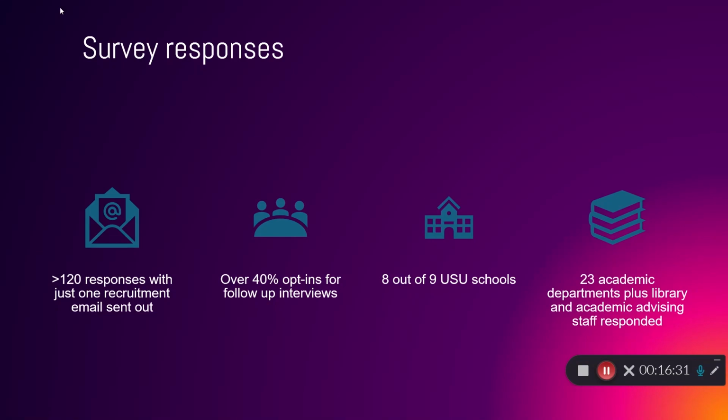8 out of 9 USC schools were represented, so really good representation. And then 23 academic departments plus library. So we had someone from the library, and then we had someone from academic advising. So basically 25 departments responded.